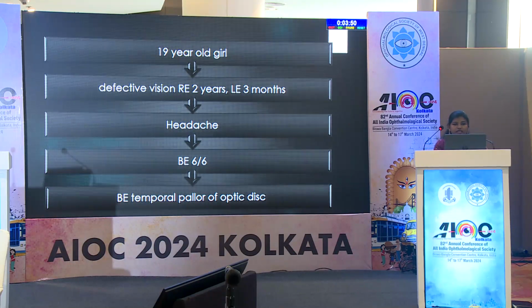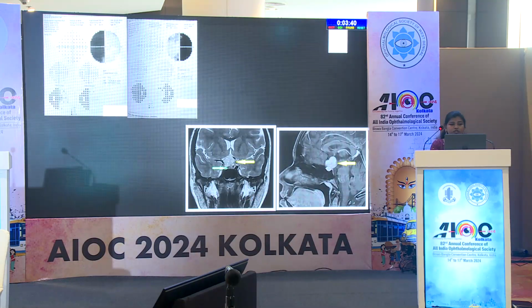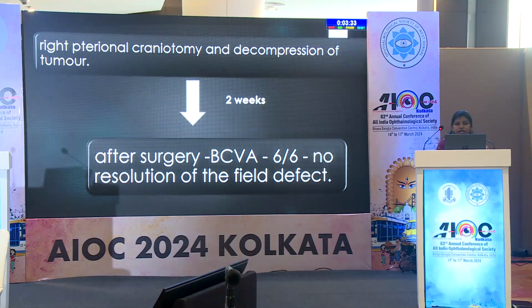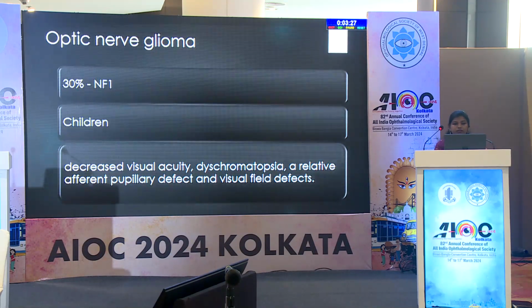Coming to the first case, a 19-year-old girl presented with defective vision in the right eye for 2 years and the left eye for 3 months, associated with headache. Vision is 6/6 and both eye fundus shows temporal pallor of the optic disc. HFA shows bitemporal hemianopia and MRI is suggestive of optic pathway glioma. Patient underwent right pterional craniotomy and decompression of the tumor. After 2 weeks post-op, vision was 6/6 with no resolution of the field defect.